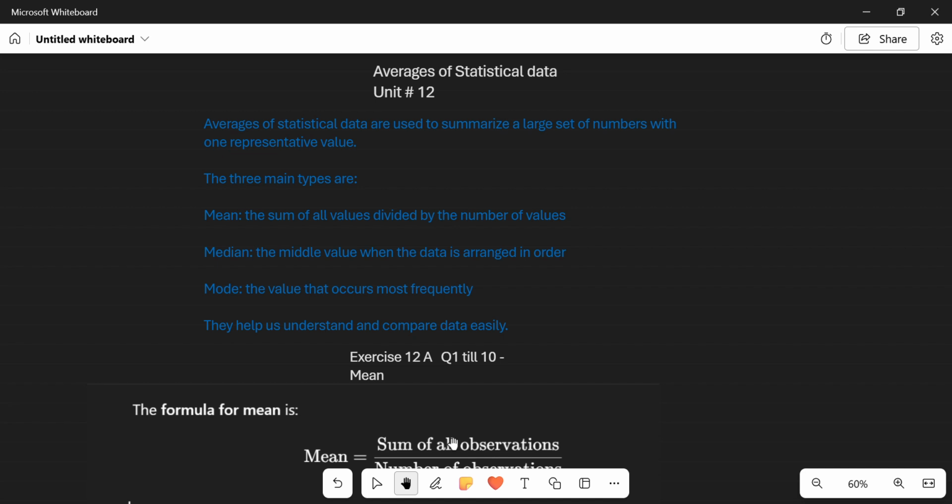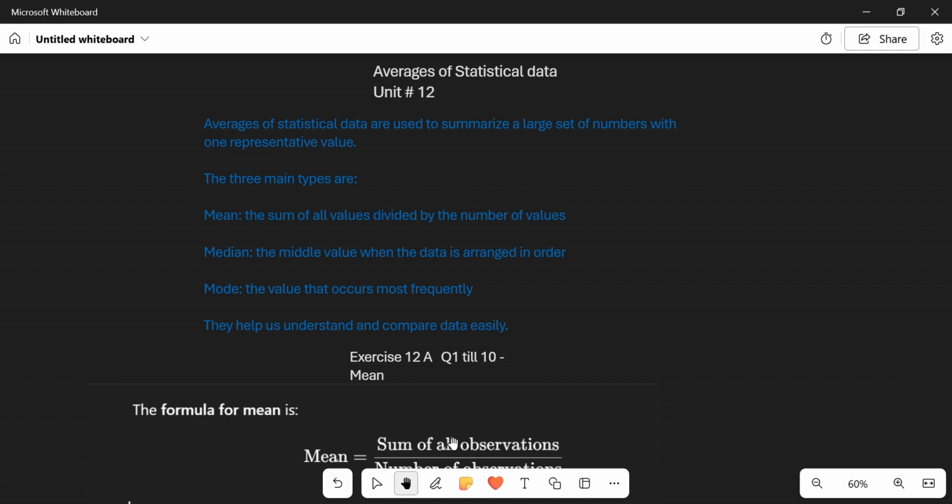So, what is the meaning of mean? Mean is basically just to find the average, like the sum of all the values divided by the number of values. The sum of all the observations divided by the number of observations. Basically, in this video, we only learn about exercise 12A, questions 1 to 10, and in the next video, we will do the intermediate level questions.